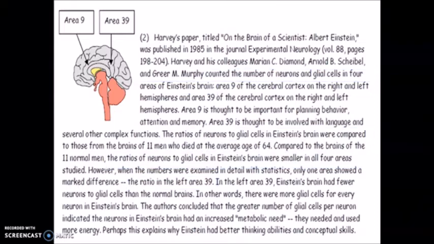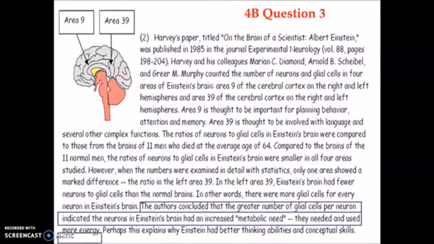And in question number 3, it was easy because we were already supposed to look at, of course, the conclusions, the findings of the first study. Yes, the conclusions showed that Einstein's brain had a higher metabolic need, so the neurons in Einstein's brain had an increased metabolic need, which means they needed and used more energy, and this is the correct answer. A is the correct answer.